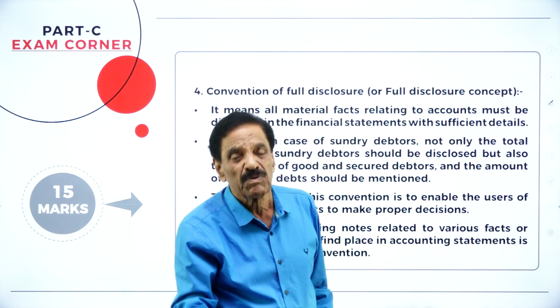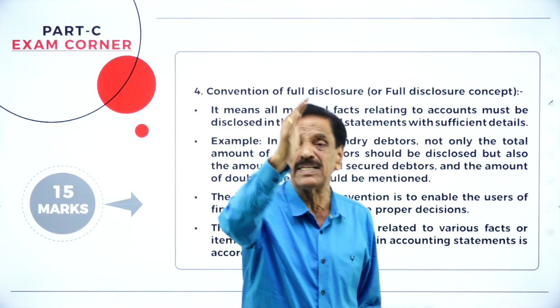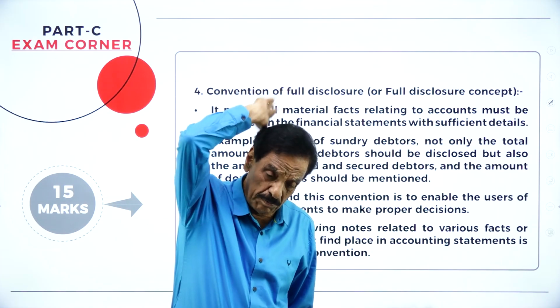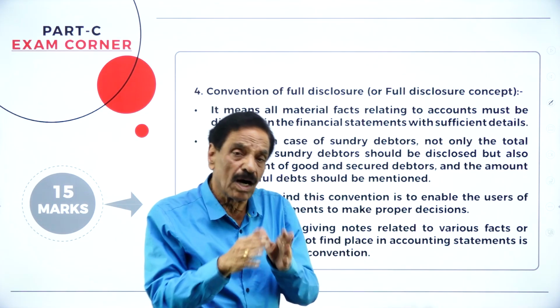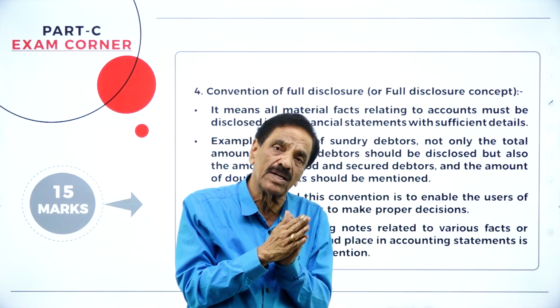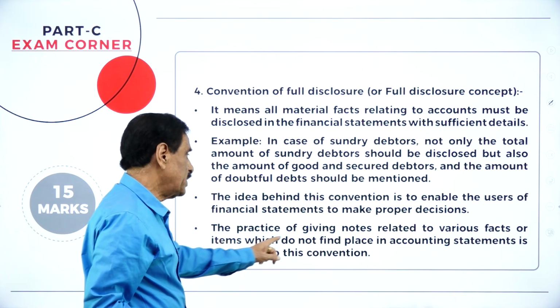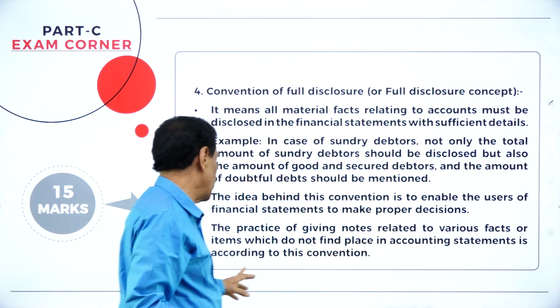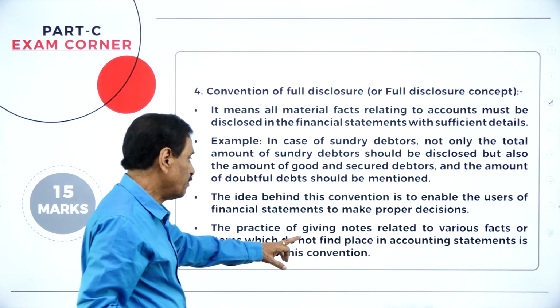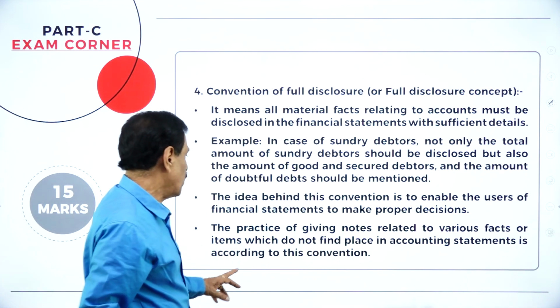Not only debtors, even the reserve for bad and doubtful debts and bad debts should be shown in the books of account. Not only the debtors, you have to show the RBD also. Just take the point. Here, according to this convention, there is a practice of giving notes related to various items which do not find a place in the accounting statement.